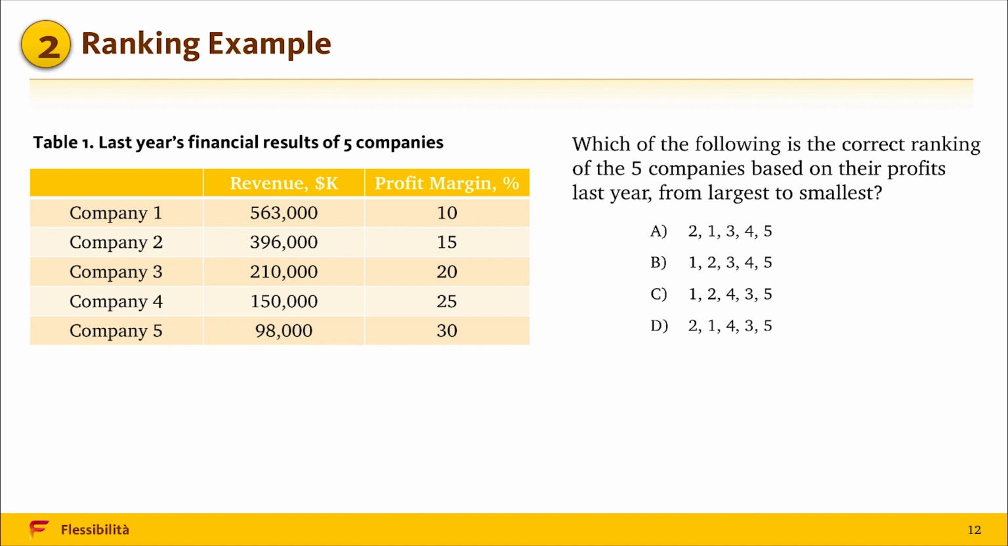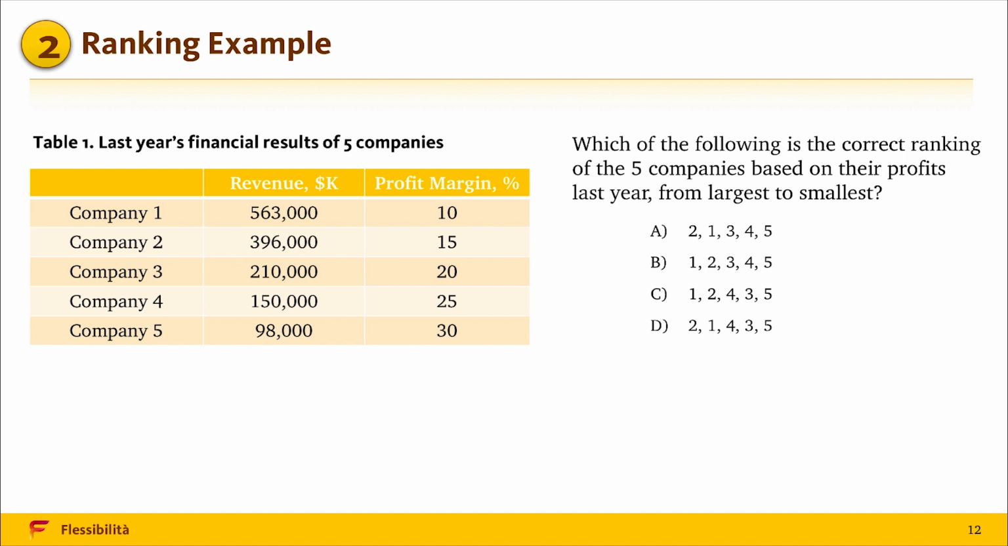Another opportunity to practice quick solutions is this ranking exercise. We need to order 5 companies according to their profits, revenue times profit margin, from largest to smallest. Again, you might want to pause the video here to try and solve the question on your own. The straightforward approach is to calculate all profits, then order them from largest to smallest, then look at the answer options and see which fits best.